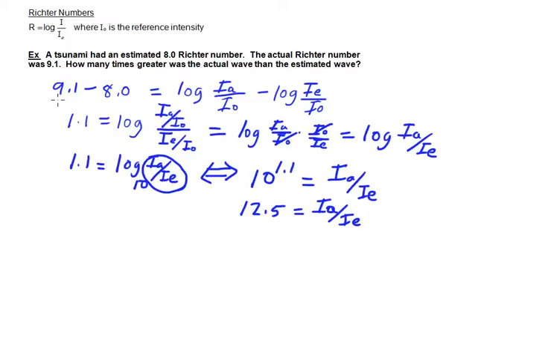And when we look at the numbers 9.1 compared with 8.0, we don't really get a sense of this difference of 1.1 being an enormous difference. But again, we can see that a factor of 12 and a half is significantly greater.